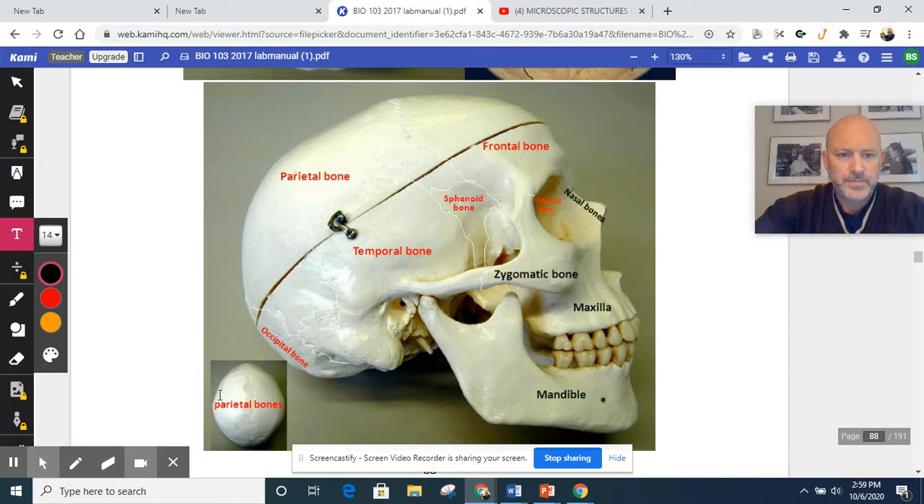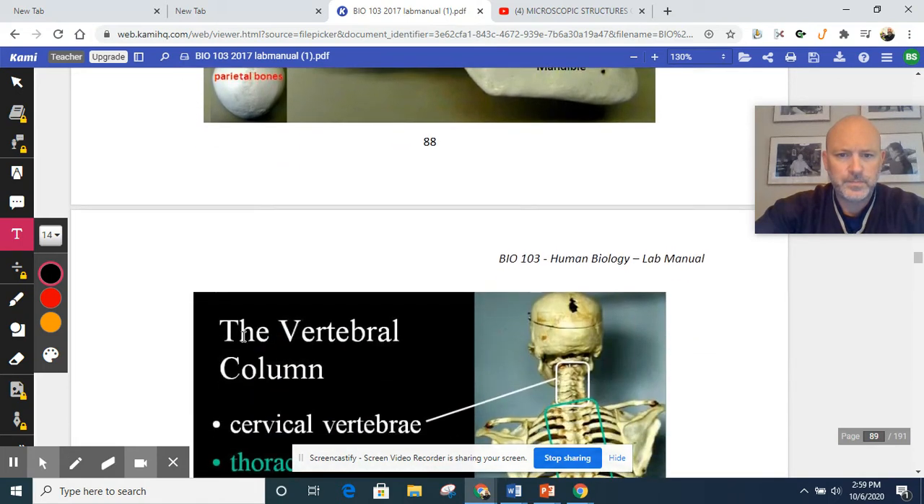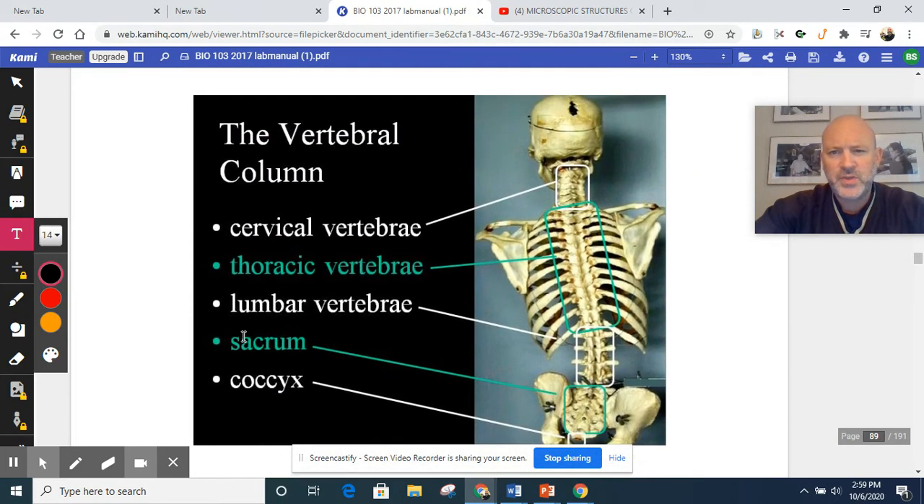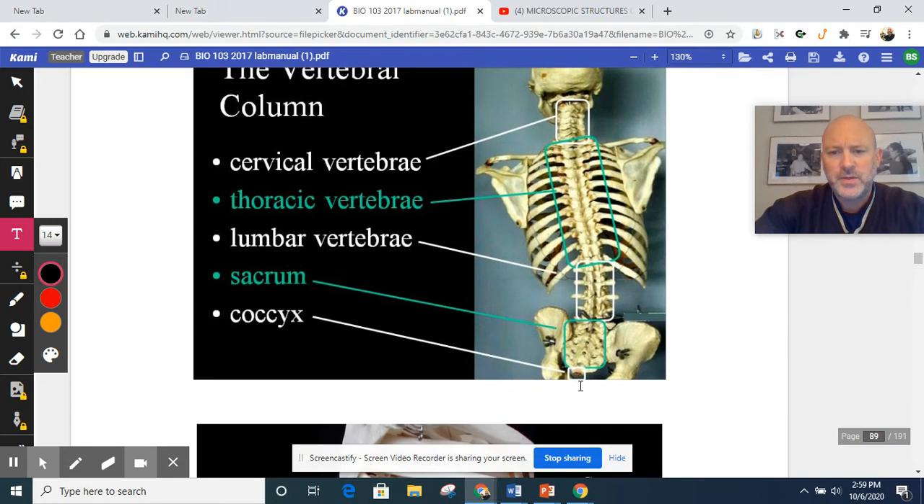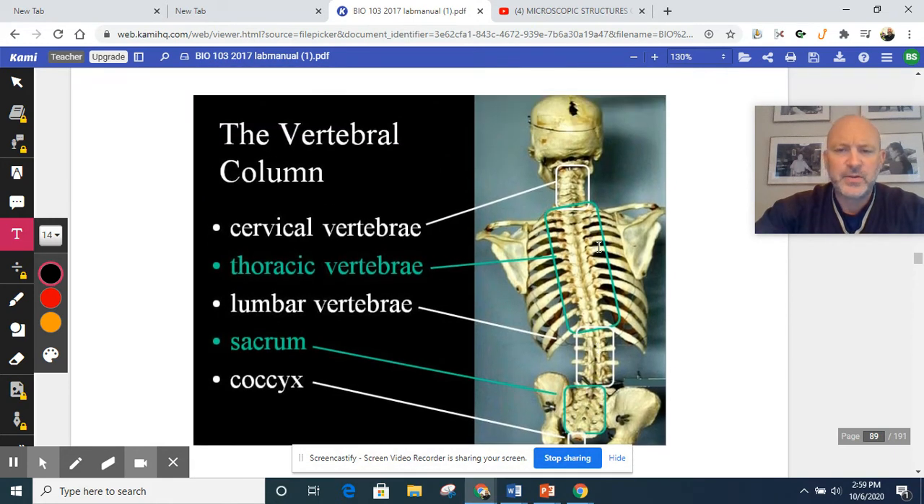This is a top view. We could divide the vertebral column. Remember, the vertebral column is a collection of bone that protects the spinal cord. The brain is in here. The skull protects the brain, but the spinal cord is very delicate nervous tissue, and it is protected by these bones here. So the first set of bones are found in the neck area, and there's 7 of them, and these are called the cervical vertebrae.